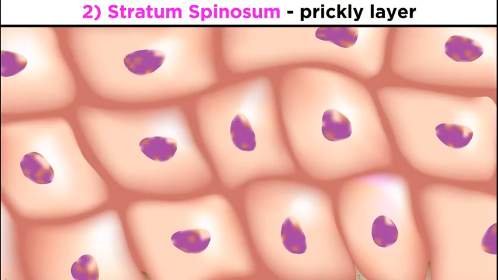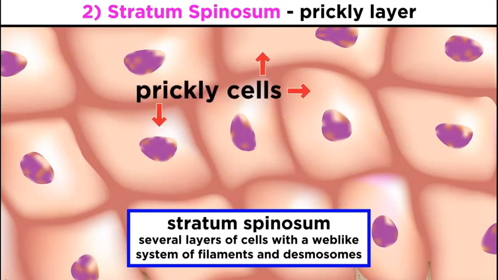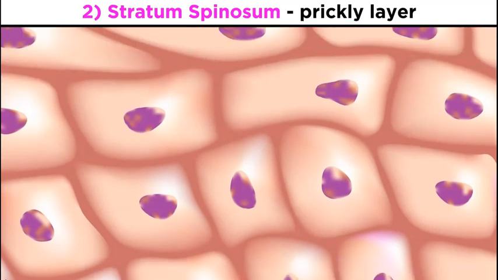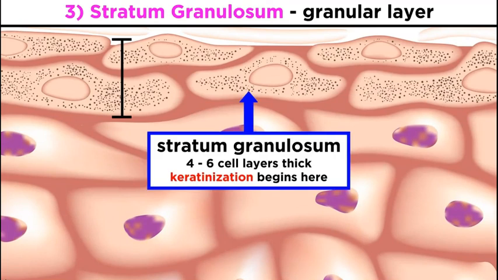Above this is the stratum spinosum, meaning prickly layer. This section is several layers of cells thick and is full of cells with a web-like system of intermediate filaments attached to desmosomes. They look kind of spiky, so they are sometimes called prickly cells. Here we can also find dendritic cells, which ingest foreign substances and activate the immune system, which we will talk about later. Next is the stratum granulosum, or granular layer. This is 4 to 6 cell layers thick, and in this section, keratinization begins as cells continue to move their way upwards from the basal layer.